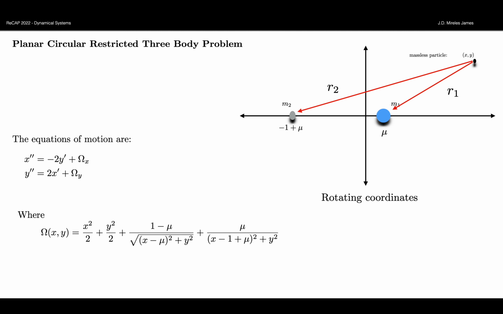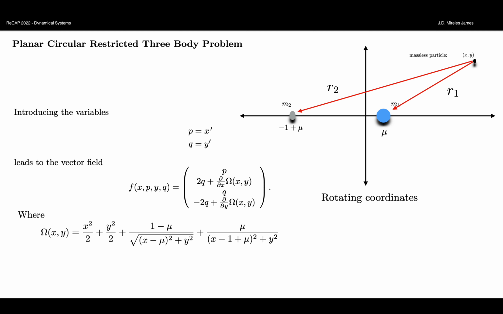So the equations of motion are basically just Newton's laws, second-order differential equations, F equals ma, where the force is given by partial derivatives of this gravitational potential. However, because we've moved to rotating coordinates, we have these Coriolis terms, the minus 2y prime and 2x prime in the equations. If we play the usual trick of introducing x prime and y prime as their own variables, we can write this as a system of four first-order equations. So basically now we're just studying an autonomous vector field. And now it's clear that this is really a four-dimensional problem.